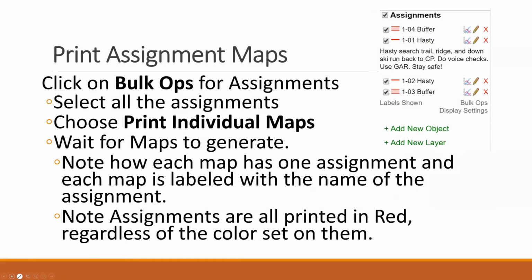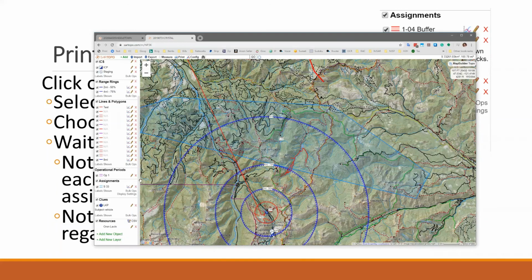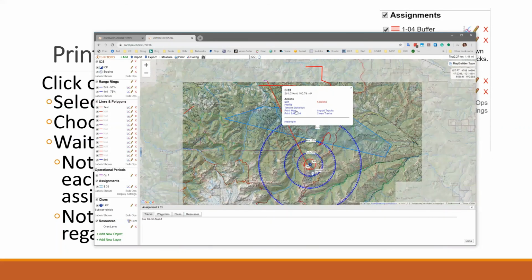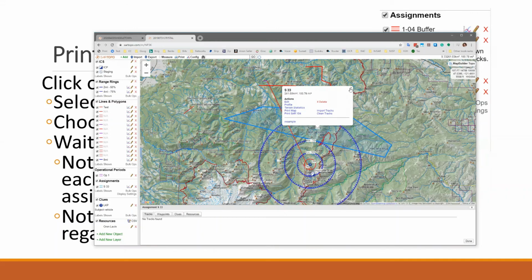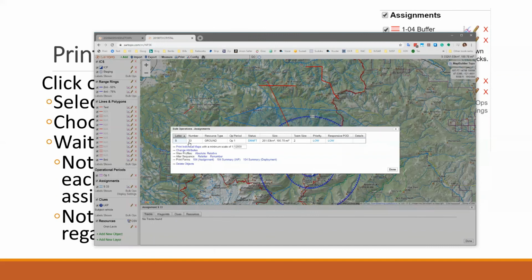We went over printing individual maps. You can bulk print them so that you've got 10 tasks that are gonna go out, and you select them all and hit print individual maps. So under assignments, whatever, I can print map, or I can go in and do bulk ops. And I can, there's only one in this folder, but you can select them all and hit print individual maps. And you can even specify a scale here.